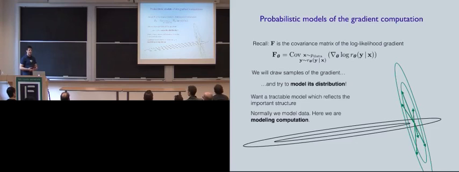And so I want to take advantage of what we've learned about probabilistic modeling and use it to approximate the Fisher matrix. It's a fairly unusual probabilistic modeling problem, because normally we try to model data. But here we're actually trying to fit a probabilistic model to a computational process, basically the algorithm that computes the derivatives using backpropagation.